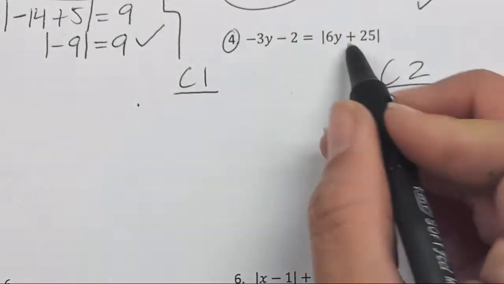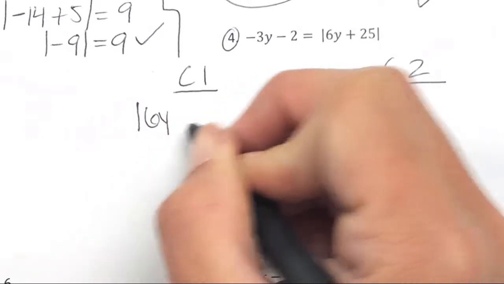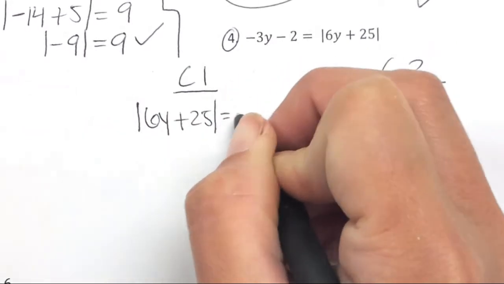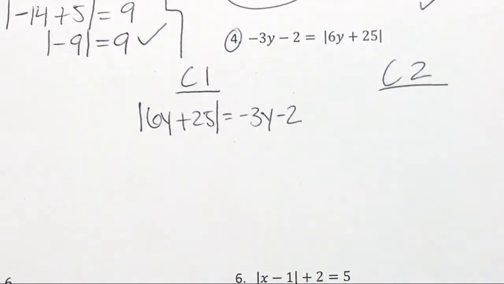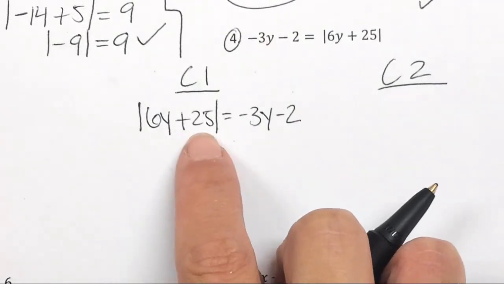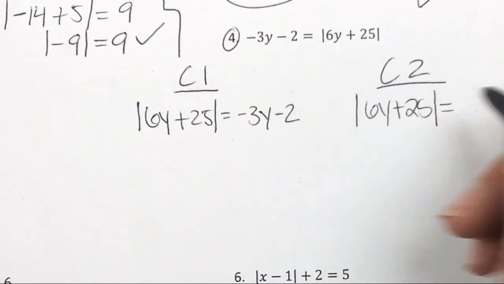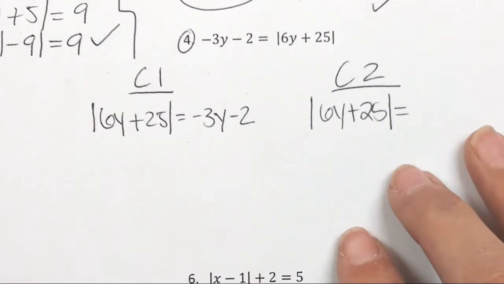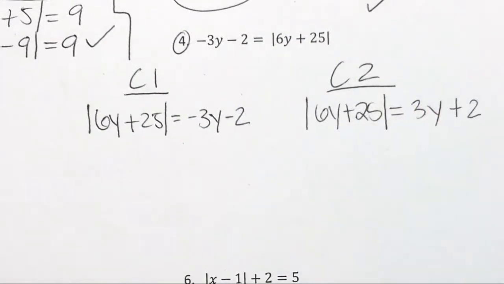Good. So I'm going to swap these because I always want my absolute value to be on the left side for some reason. So 6y plus 25 equals negative 3y minus 2. What changes for case 2? Negative. Okay, so does this side change? Nope. Absolute value 6y plus 25 equals, good, 3y plus 2. All you do is change the signs. Very good.